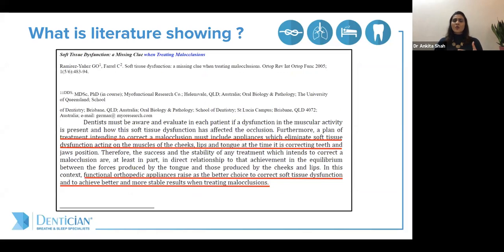So he stated that whenever we are creating a treatment plan to correct a malocclusion, we must include appliances which are going to eliminate the soft tissue dysfunction. He said that there should be a balance of forces from that caused by the cheeks and the lips and from that caused by the tongue. And at the same time, it should even align the teeth. So what do you think should be the best choice of appliances here? I think the functional orthopedic appliances are the best choices over here, where they're going to eliminate the soft tissue dysfunction, give us stable results, align the teeth, and also correct the malocclusion.